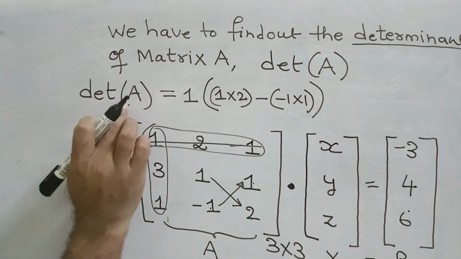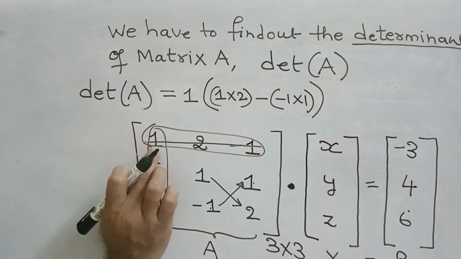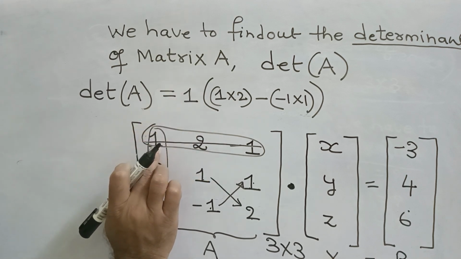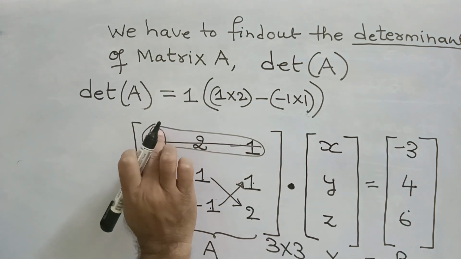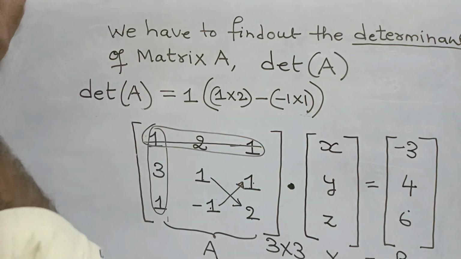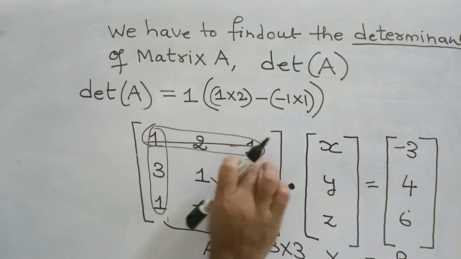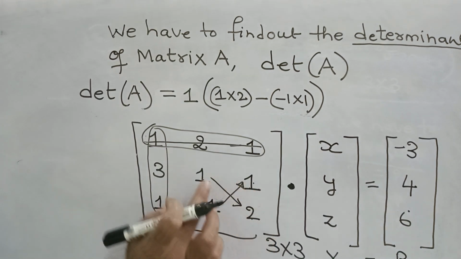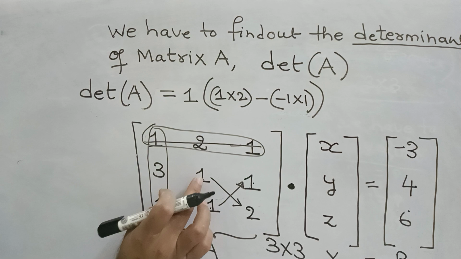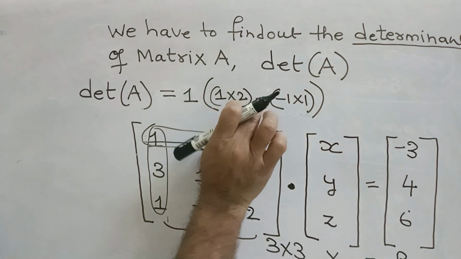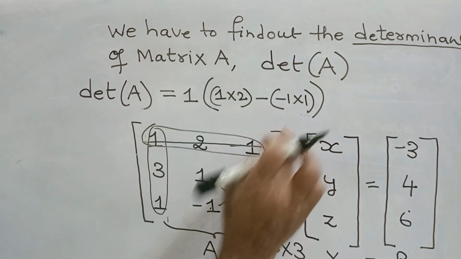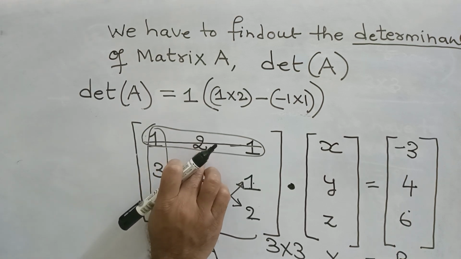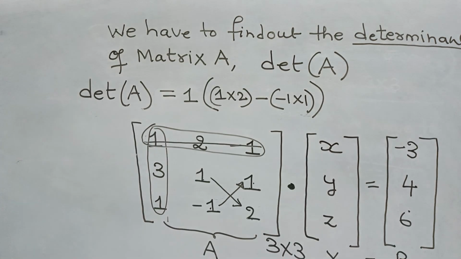Therefore the determinant will be obtained. First you write like this, 1 into, by considering this one, then you have to ignore the first column, first row. Then what are the remaining elements? For these elements you have to take the product like this, 1 into 2 minus 1 into 1. That is the formula.